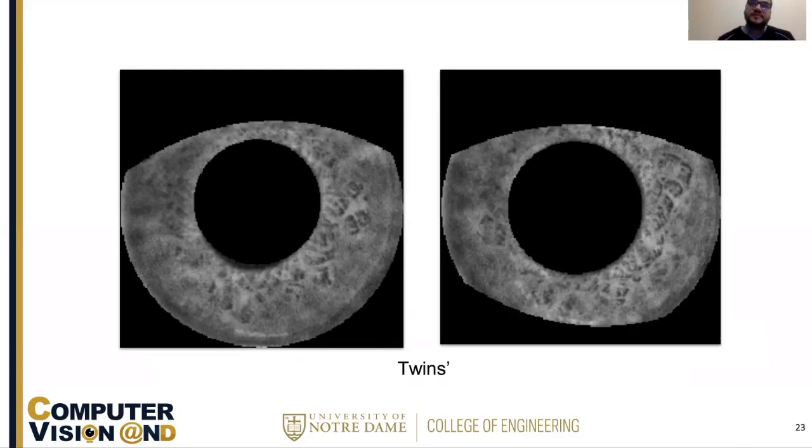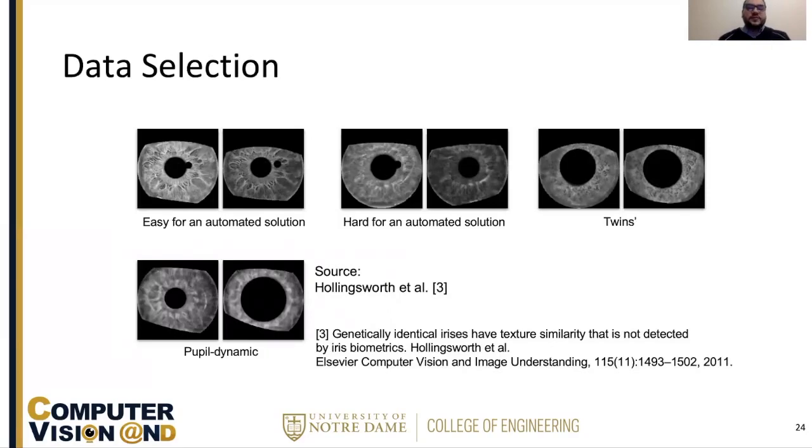Humans have a really hard time, by the way they look at irises, to tell that irises coming from identical twins are not the same eye. So this is a case that was really hard for our volunteers in our experiments and easy for Osiris and other programs. And you can see that even though they are different, they have some resemblance in some points that you're seeing here. And for people, it's really confusing, and they really think that it's the same eye.